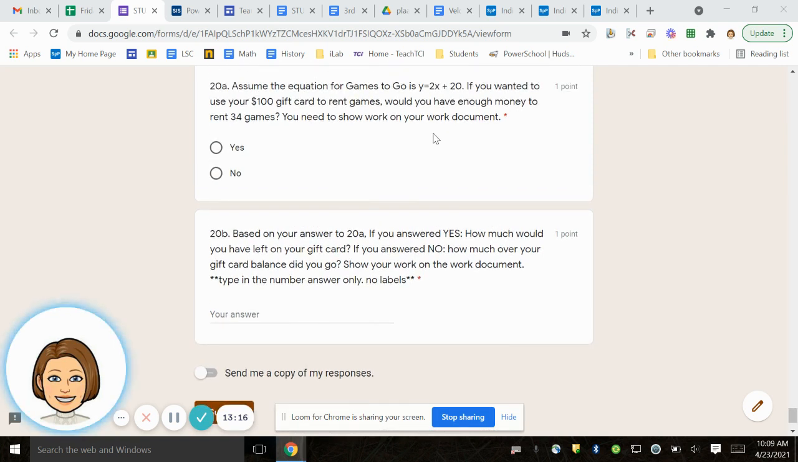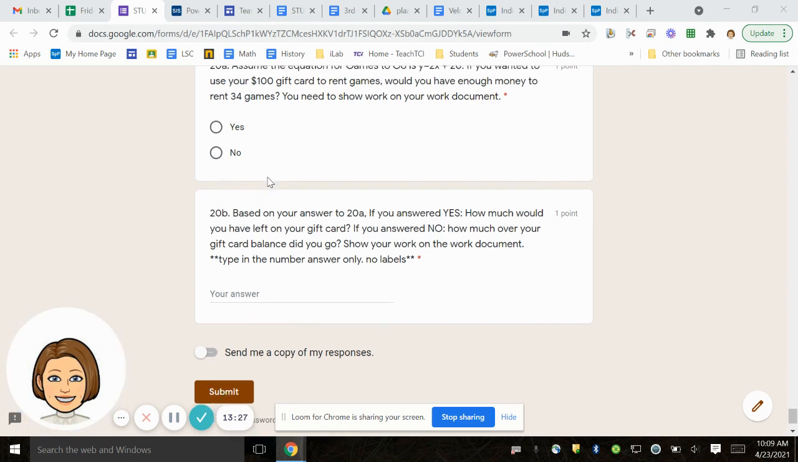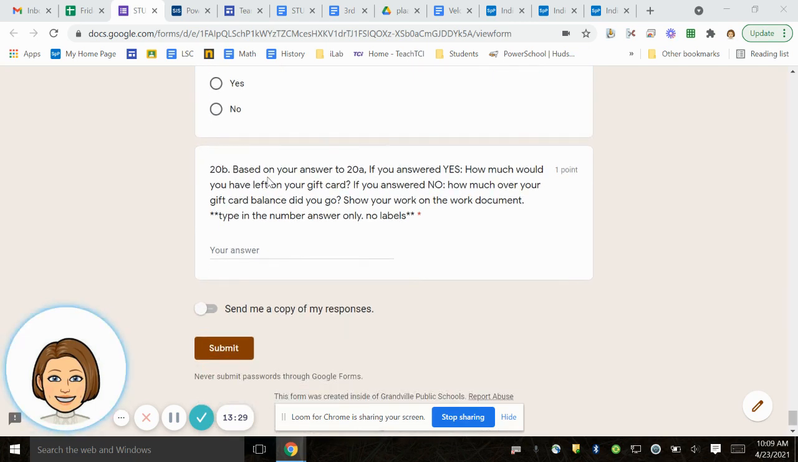Once you figured out how much it costs, do you have enough money? Remember, you have $100. So if you have $100, whatever you come up with, do you have enough money? Yes or no? And then 20B goes right along with that question.